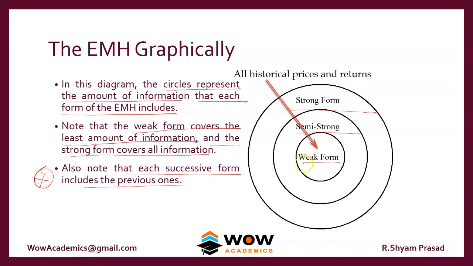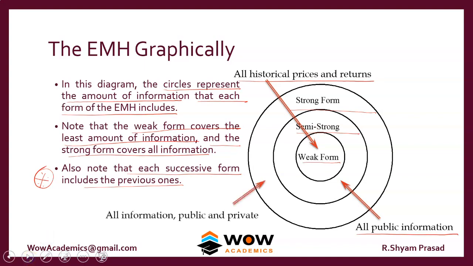That is a very important point. So what information is captured in the weak form? In the weak form, all the historical prices and returns of a share are captured. In the semi-strong form, the publicly available information is included, plus the historical prices and returns. And the strong form includes all information, public and private, along with all public information and all historical prices and returns. So that's about the information content in each of the forms.